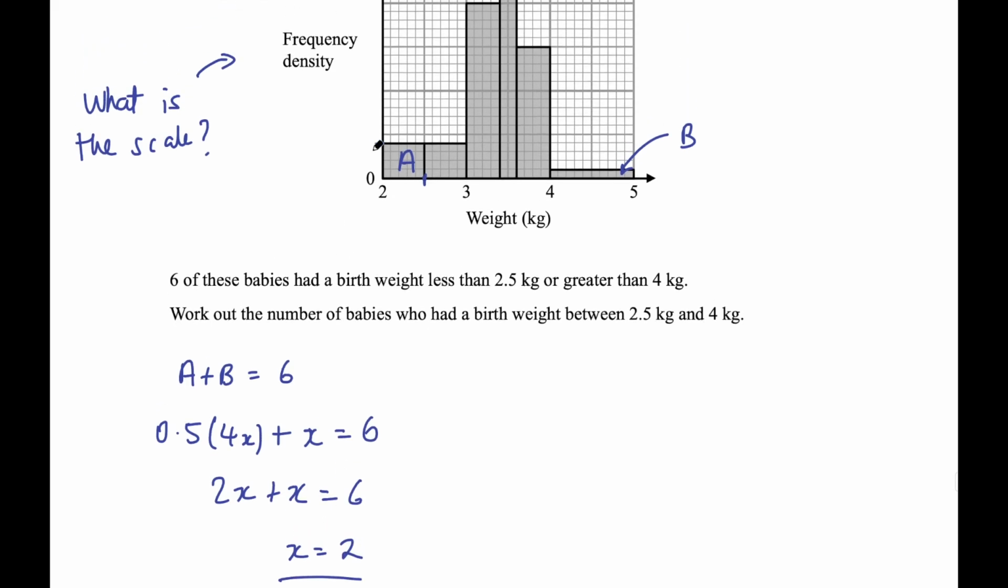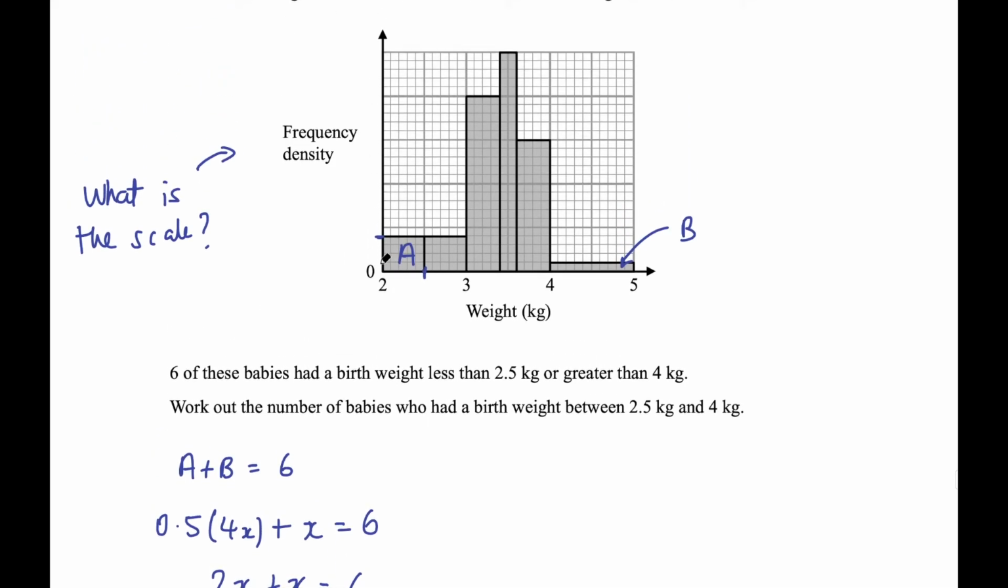What was that x again? That was the scale over here. So each one of these little ticks or intervals is 2, a frequency density of 2. Therefore, let's do these major grid lines here. If I was going up by 2, 2, 4, 6, 8, 10, this would be 10, this would be 20, 30, 40, etc. Okay, so now we have the scale.